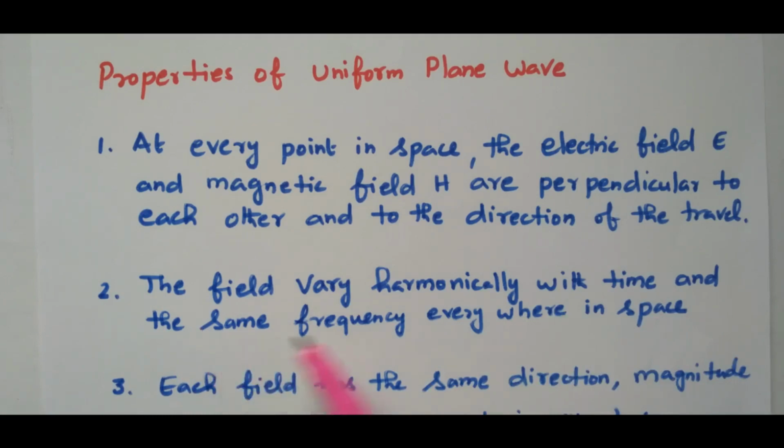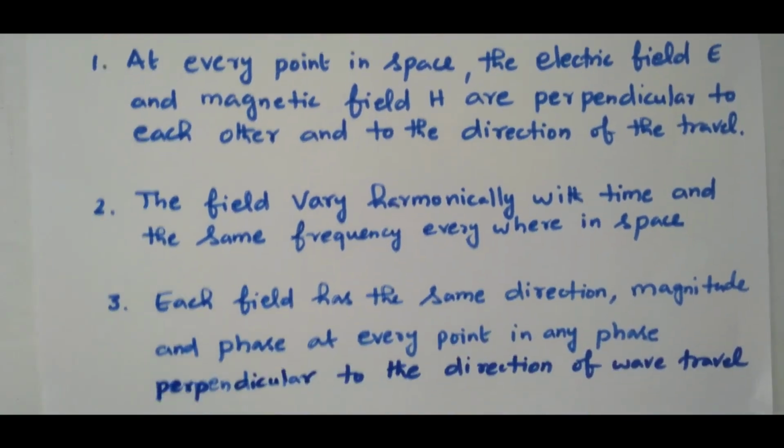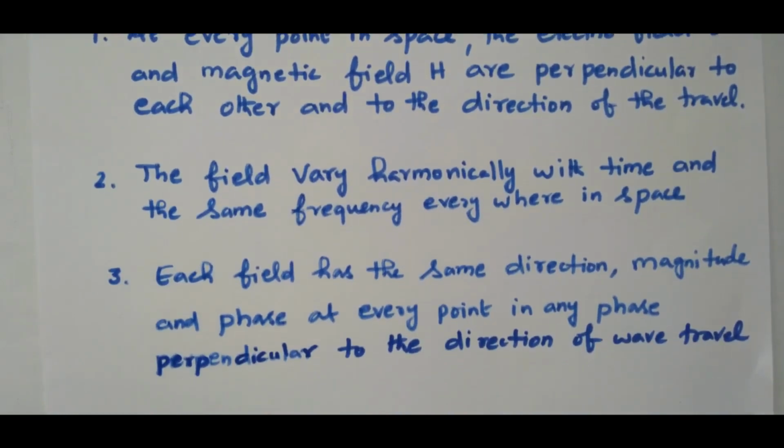The field is varying harmonically with time and has the same frequency in every space. Then it is also termed a uniform plane wave. The third one is, each field has the same direction, magnitude and phase at every point in any plane perpendicular to the direction of wave travel, right? If they have the same direction, magnitude and phase at every point, that is also termed a uniform plane wave, right?